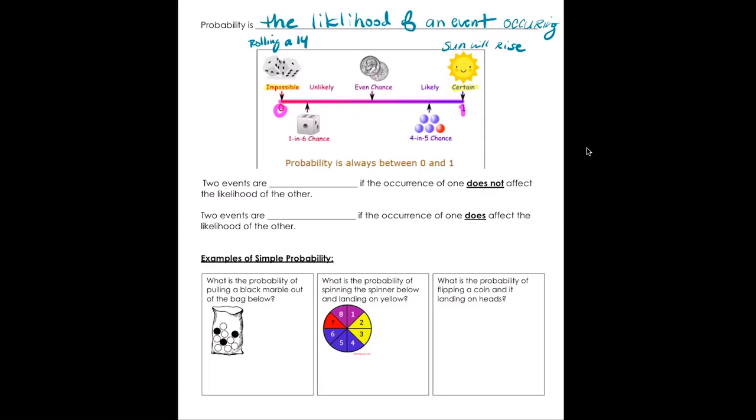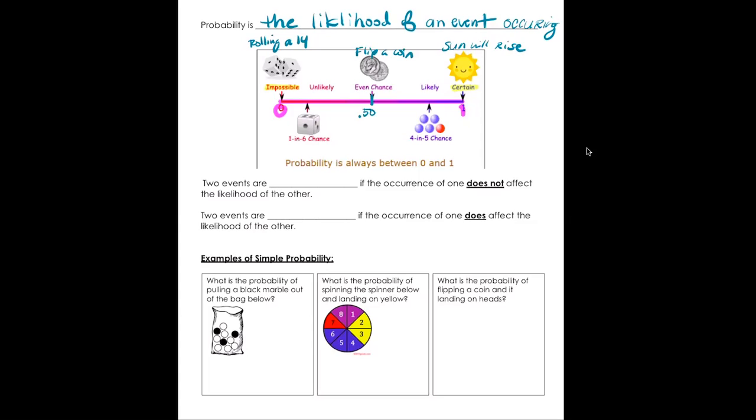Exactly in the middle, we have 50%, 0.50, 1 out of 2. And for an example for that, we're going to use a coin flip. Flip a coin. A coin has two sides. One is heads, one is tails. That's exactly 1/2, 0.5, 50% probability.